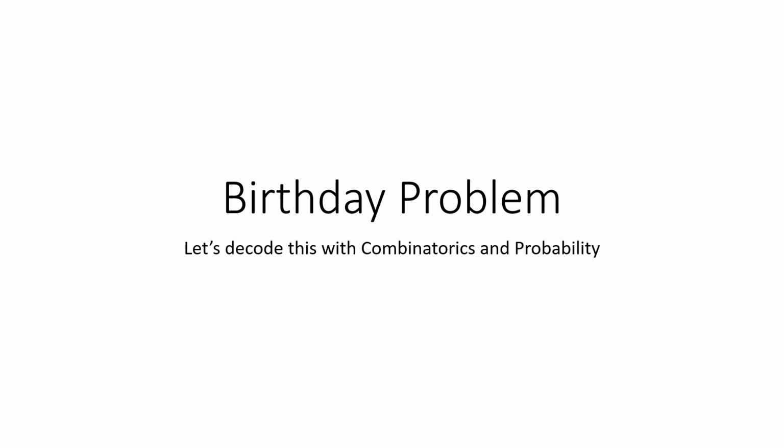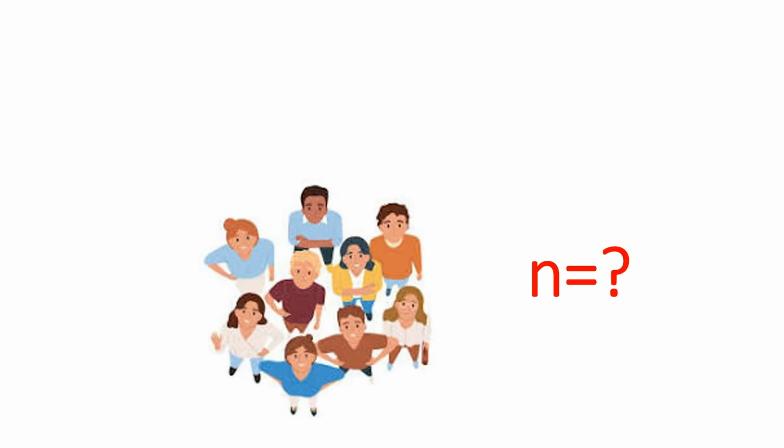Let's decode this with combinatorics and probability. Imagine you are in a group of people and you want to know how big the group needs to be before there is a greater than 50% chance that two people in that group have the same birthday, assuming there are no twins or triples, and no one is born on a leap year, that's February 29th. Okay, so let us assume that the number of people is n. Now, what could n be so that the probability that they have a shared birthday is greater than 50%?